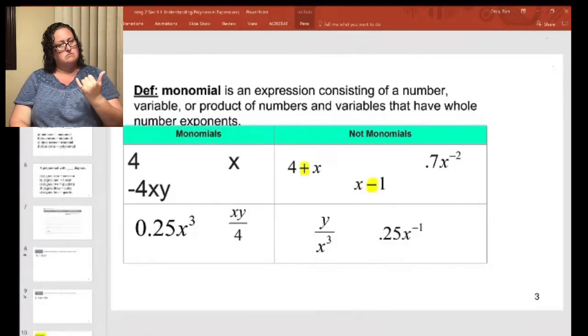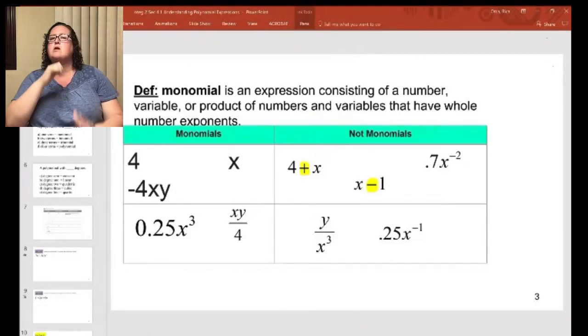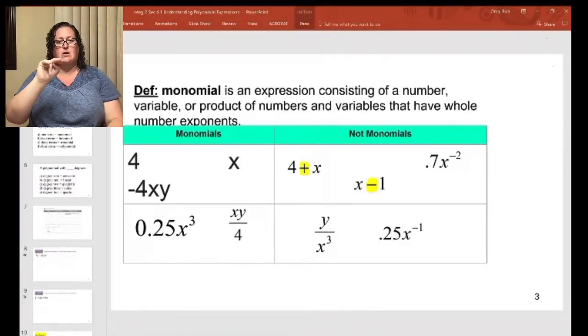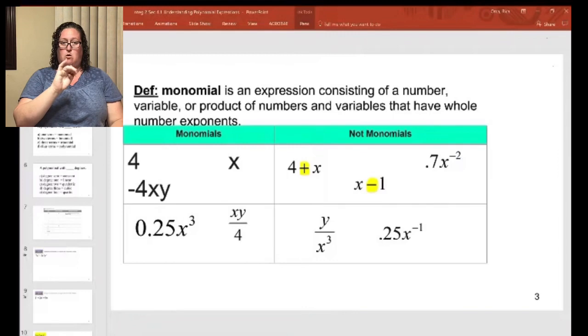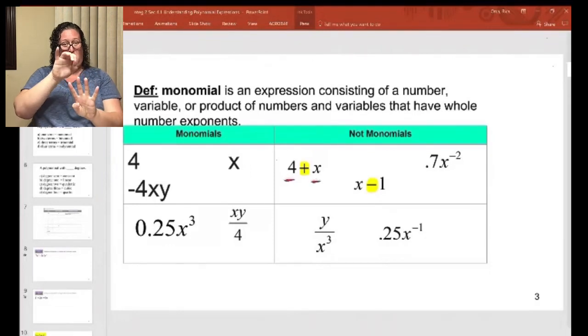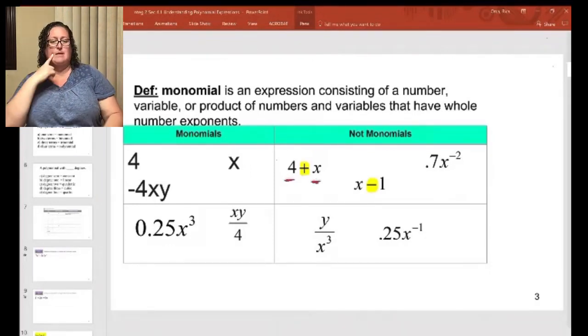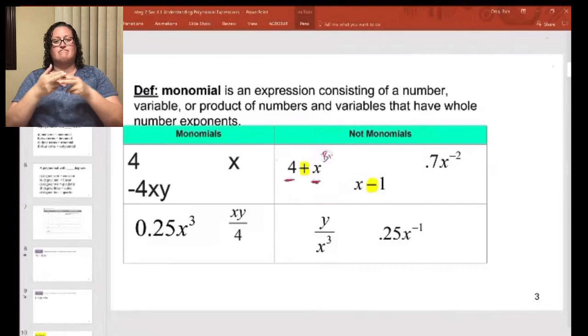Now let's look at some examples of non-monomials. The first expression I want to look at is 4 plus x. This is an example of a binomial. A binomial is when you add two monomials together. For instance, 4 is a monomial, and so is x. Because we're adding them together, we have what's called a binomial.